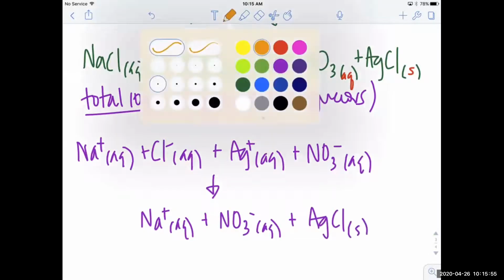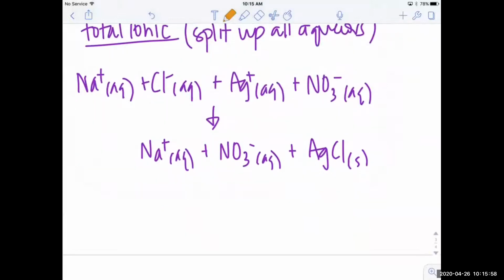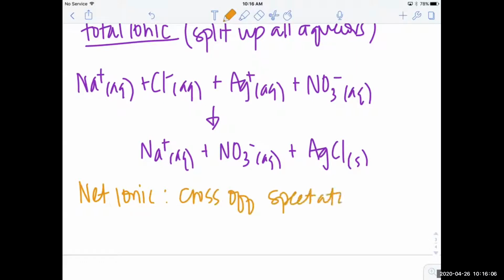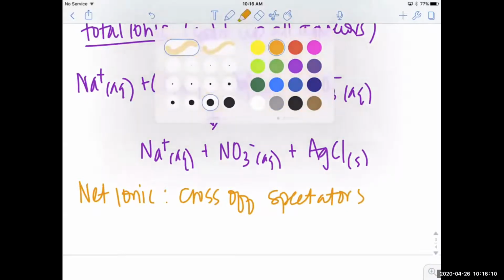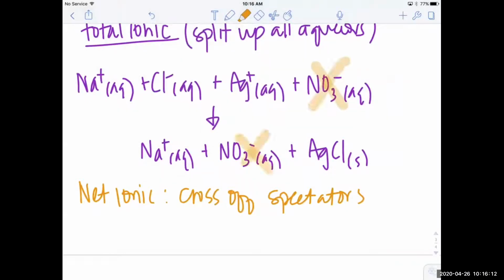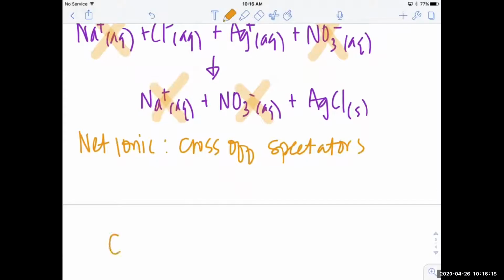Then to write our net ionic, we're just going to cross off all spectators. So you can actually do this and cross off the ones that appear, just make sure that I can read it in the lab notebook. Or you can just rewrite it knowing that those are going to get crossed off. So this is Cl minus aqueous plus Ag plus aqueous goes to AgCl solid.